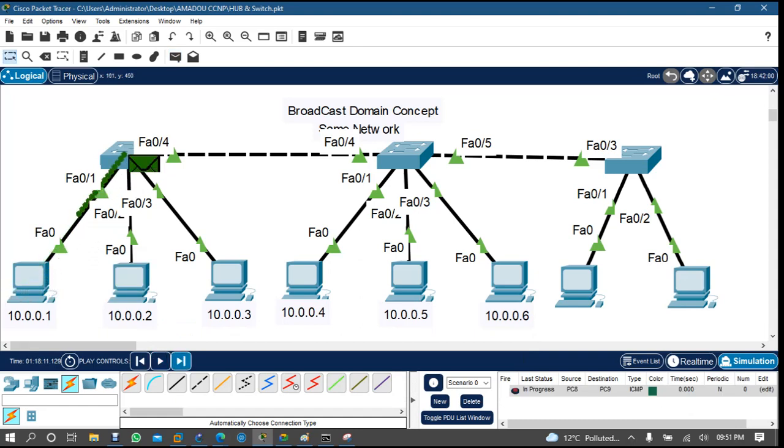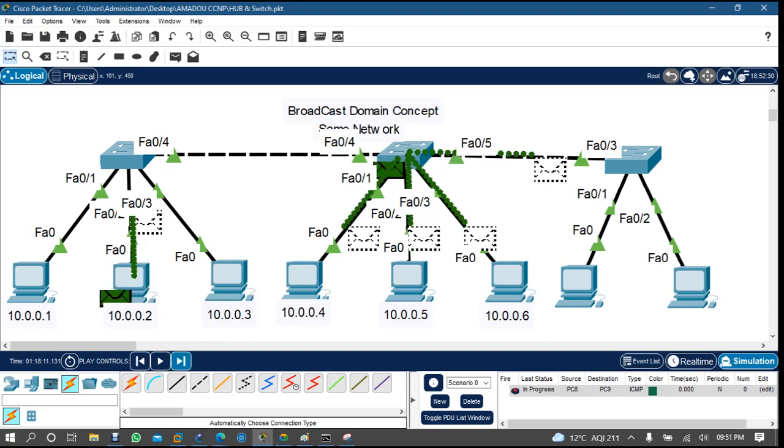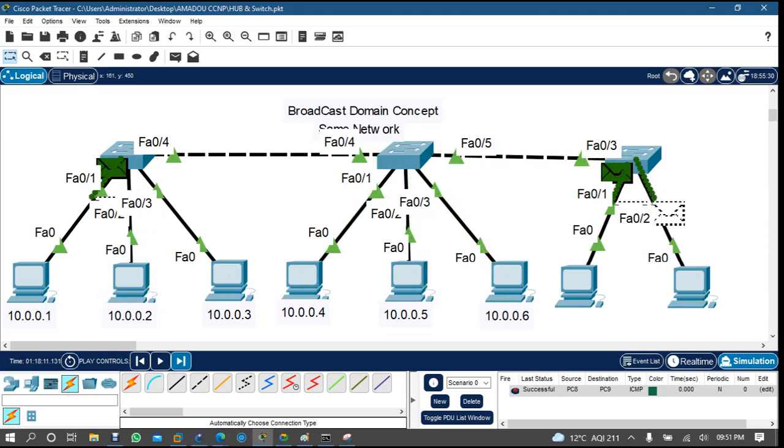It came here and was broadcasted. See, again broadcasted. This switch will also broadcast. So for a single communication, see how far the broadcasting has been spread.